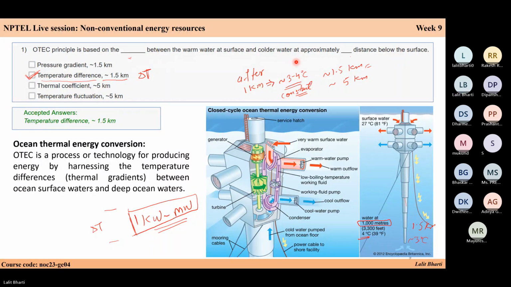So you will see the temperatures are constant as you go deep, so the efficient way is to go around 1 to 1.5 kilometers. You will get temperatures near 3 to 4 degrees Celsius, and the system will work significantly and efficiently there, and you will get a significant energy difference or temperature difference.